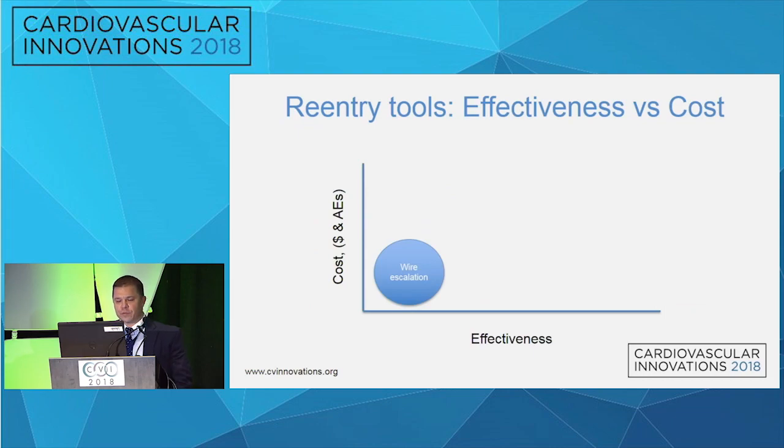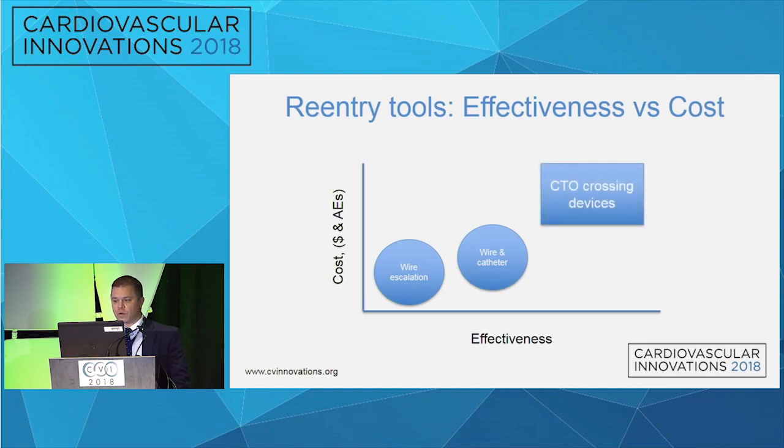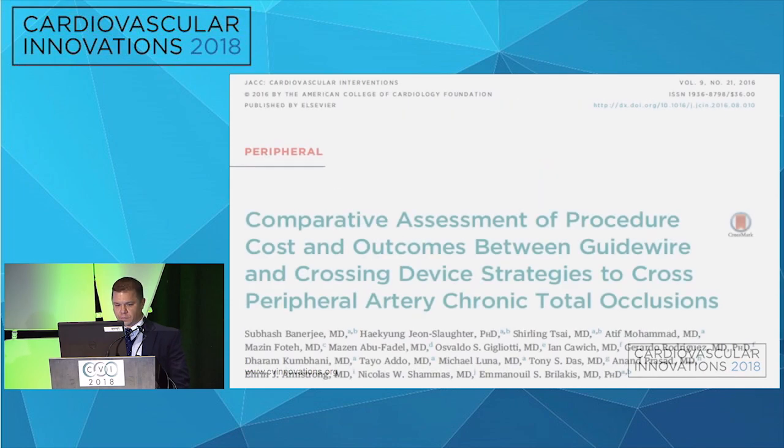When I think about reentry tools, though, I do think of cost, both from a money-wise standpoint as well as the adverse events associated with these tools, and consider the effectiveness. And of course, wire escalation, we tend not to use these, they tend to be more for coronary cases where the occlusions are shorter. We generally use wire and catheter, which is a fairly effective approach in many cases, although CTO crossing devices also are helpful and many times necessary.